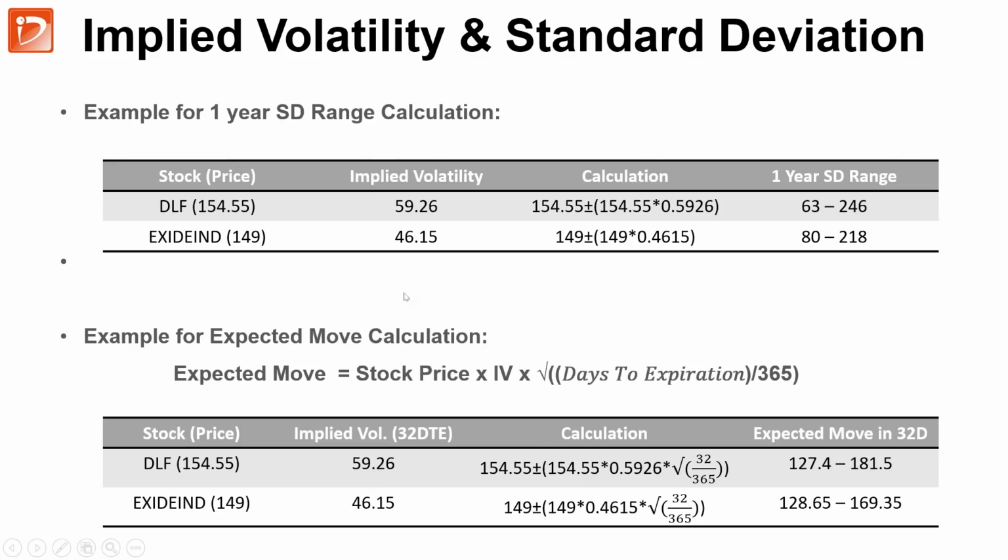So let's look at an example. The same DLF and Exide India example we'll take. So this is the implied volatility of those stocks. Now this is the 1 year standard deviation range calculation. So this is the stock price plus or minus both, and then you take stock price into implied volatility. So this is the implied volatility percentage, so this is a decimal. So that will give you the 1 year standard deviation range.